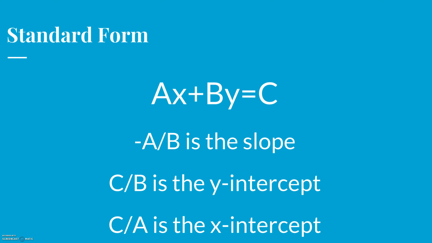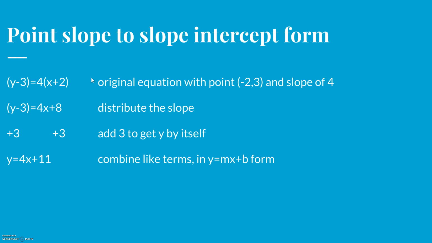Now that we've refreshed ourselves on what these forms look like, let's go through how we can go from one form to another. So going from point-slope form to slope-intercept form, let's start with an original equation, y minus 3 equals 4(x plus 2). In this original equation, we have a slope of 4, represented by that 4 right here in front of the quantity x plus 2. And then the 3 and the 2 here give us the point negative 2, positive 3. So the point negative 2, 3.